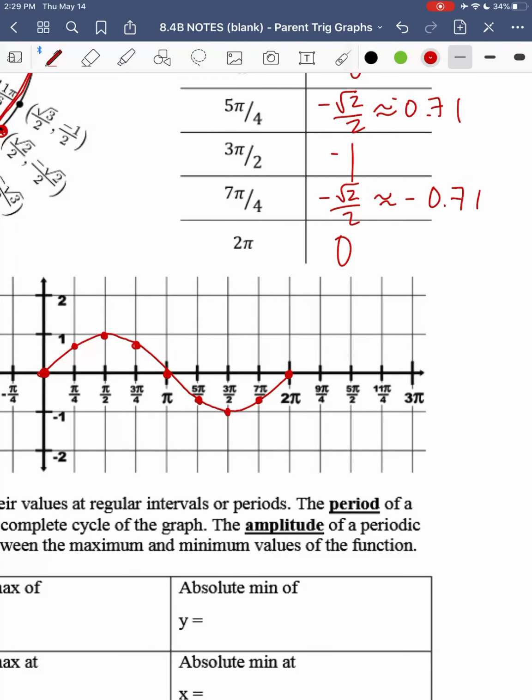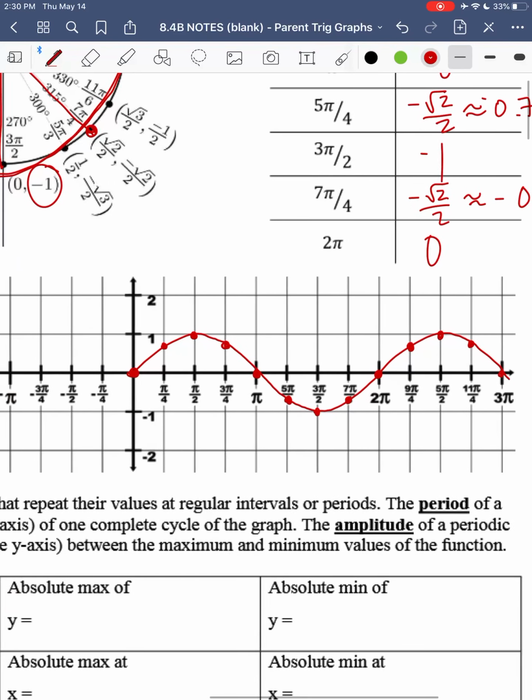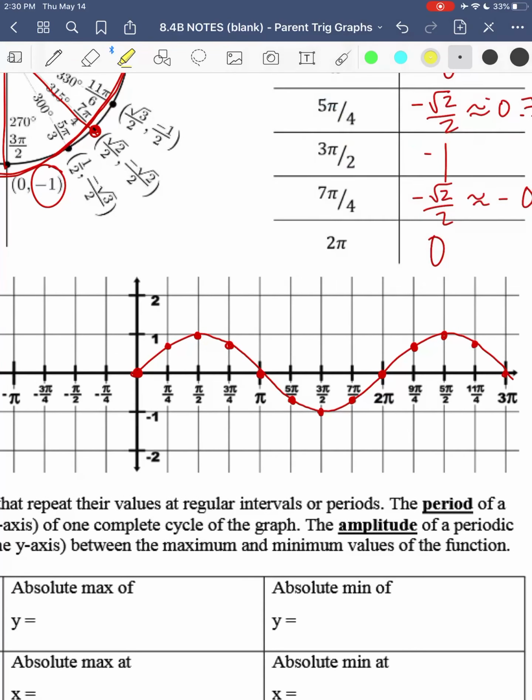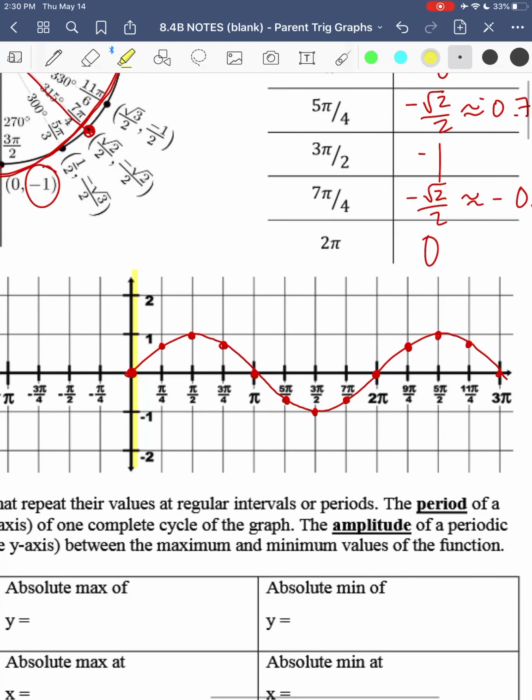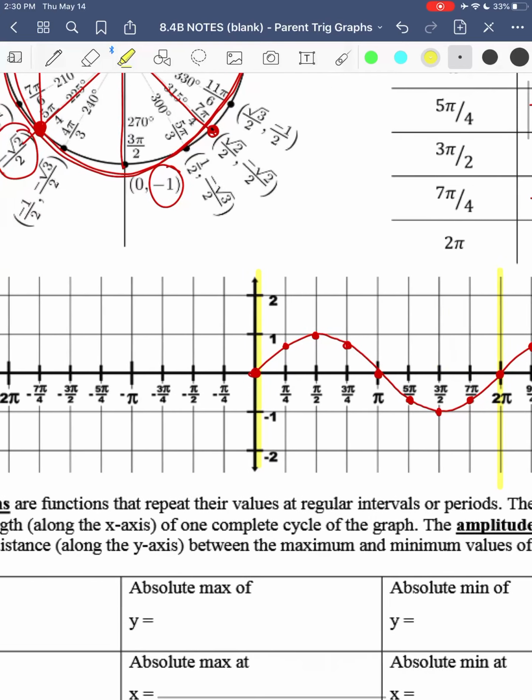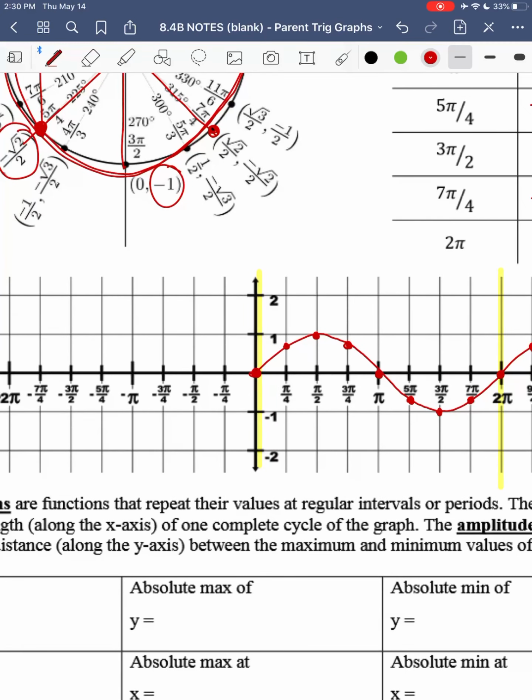And it looks like the pattern is we start in the middle, and then we go up. So we go up to the top and down. Let me see. So we're going to go back to 0.71, positive 0.71, and then to 1. And then square root 2 over 2, back to 0. And then we would come down. So I'm going to highlight that one period. Here's one cycle. We get all the way back to the middle, and then it's going to repeat right after that.